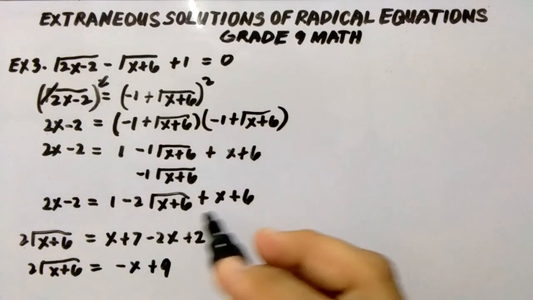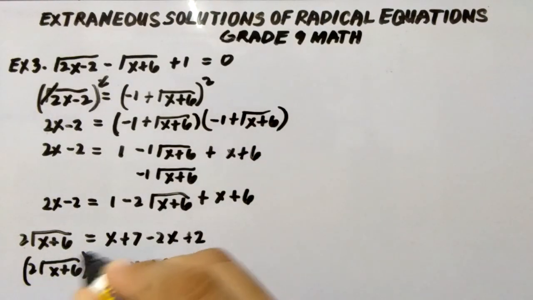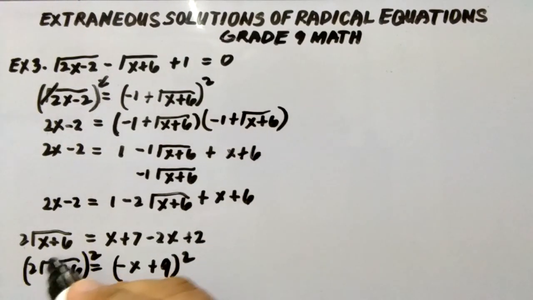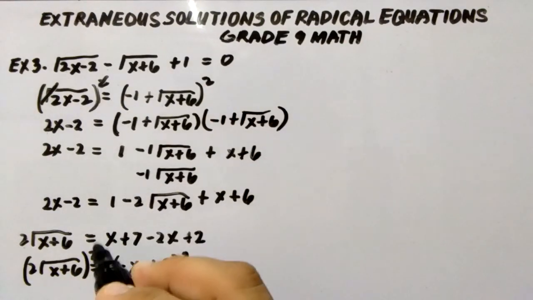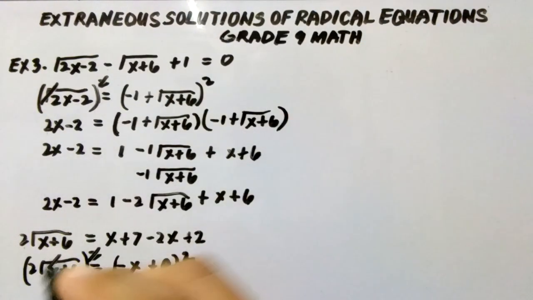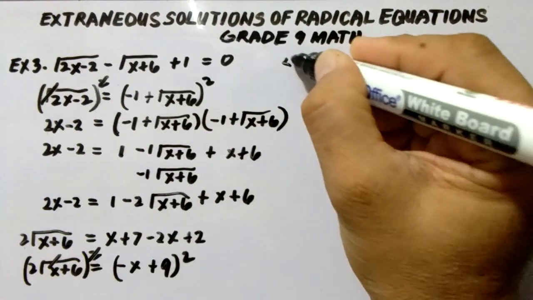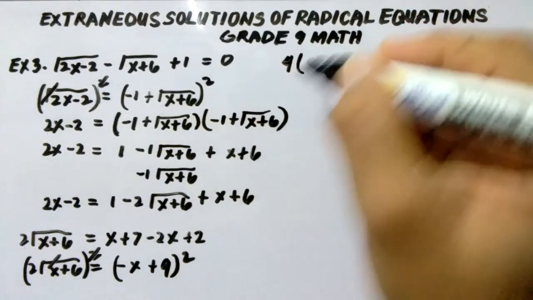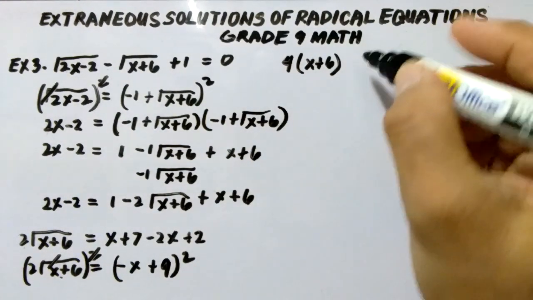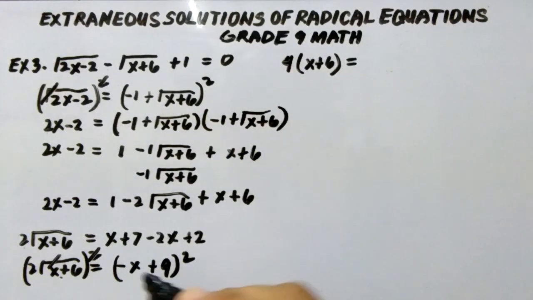Then gagawin po natin is squared po natin both sides of the equation. Okay, so para makancel po itong square root. Then yung 2, imumultiply po natin ng 2 beses. So cancel po ito, cancel. Then continue po natin dito. So we have 2 times 2, that is 4. Times the quantity, so matitira po dito is x plus 6 equals, okay, so ibig sabihin po nito, dalawang quantity ng negative x plus 9.